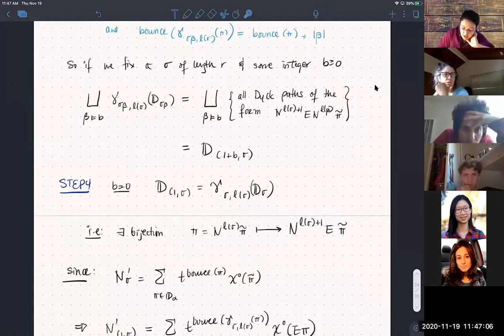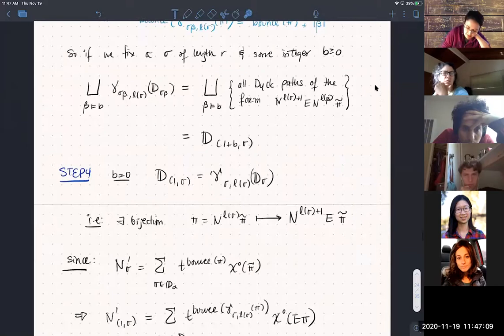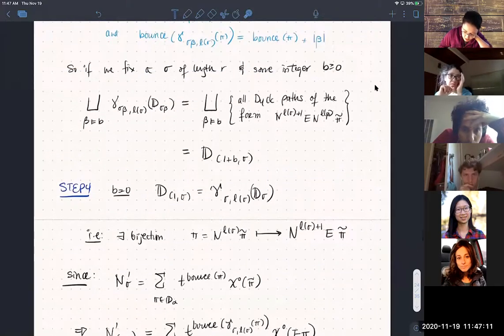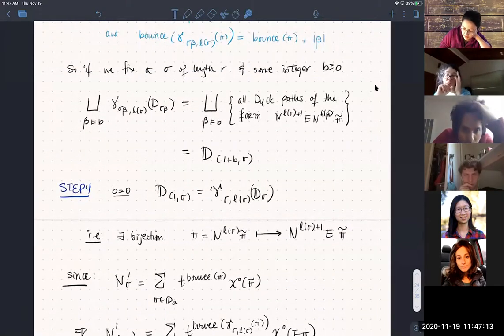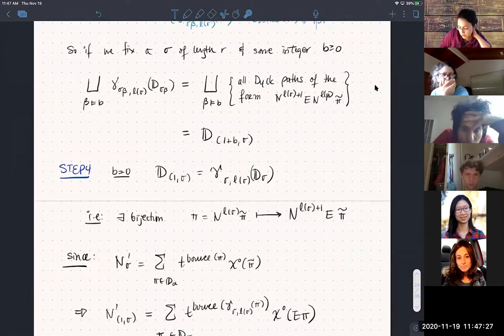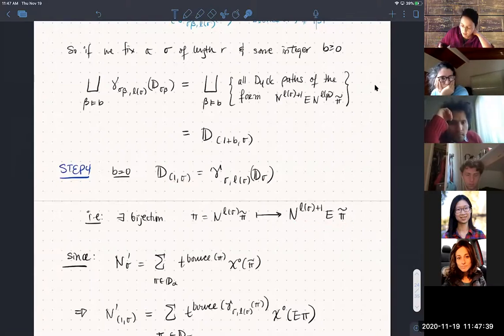So let's do b equals 0, right? If we set b equals 0 here, this is equivalent to saying that the set 1 sigma is equal to, well, if b equals 0, the disjoint union is just one thing, right? Which is basically this. And what that's telling us is that there's a bijection between dict paths that have this touch composition, i.e. that they look like this, and dict paths that live here, i.e. that they look like this, right? They have more north steps and then an east step.